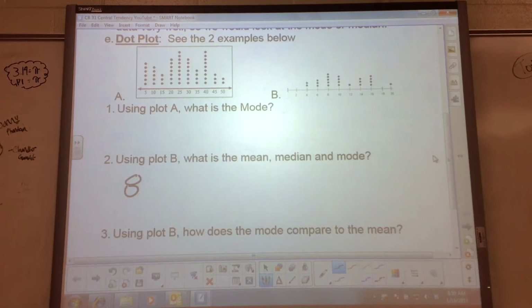Using plot B, what is the mean, median, and mode? We simply need to find out for the mode which of those numbers occurs the most. Which of those numbers occurs the most?